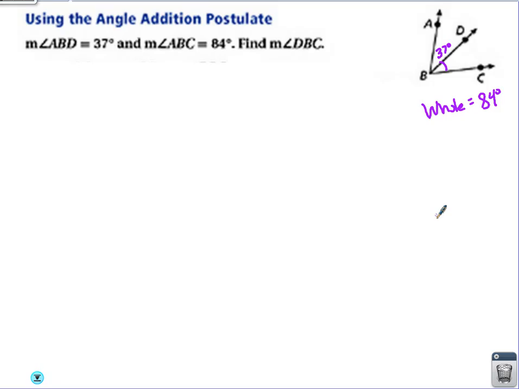Well, the whole thing's 84. One of the small angles is 37. Abby, use your calculator or your brain, either one. Tell me how big is angle DBC? The whole thing's 84. One small piece of it's 37. What's the other piece of it? Or just tell me how to find it. You just subtract. The whole thing's 84. The small piece is 37. We subtract. We're left with 47 degrees. Good job.